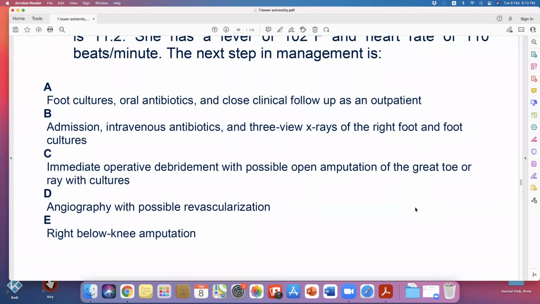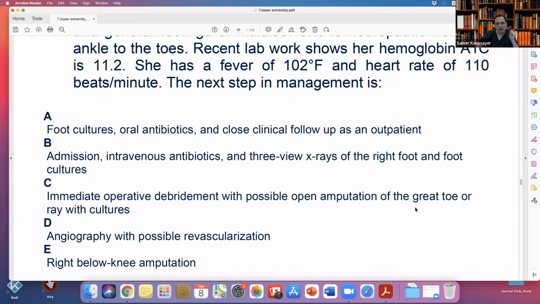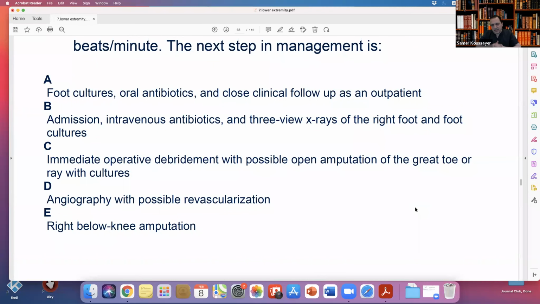Right below-knee amputation. No, it's too much. How old is she? She's 63. Unless she's bedridden and unstable, then yes, could be, but not in this scenario. But if the patient is unstable, very septic, bedridden, 80 years old, then yes, this could also be a good option. But in this scenario, just take her to the ward, debride her, admit her, antibiotics. You do an X-ray to rule out osteo, but you're going to take the toe anyway, so I don't think the X-ray will help much, really.